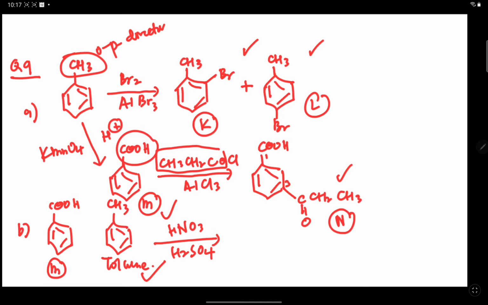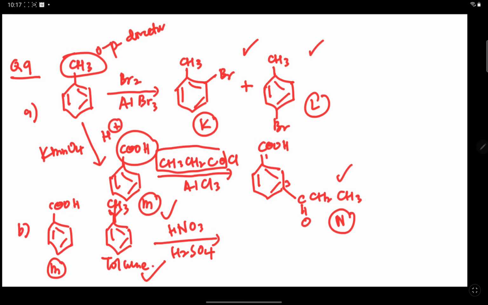So, activating group, dia akan donate electron to the benzene ring. Nak pandang macam ni kan, donate electron to the benzene ring. And dia akan stabilize carbocation intermediate yang dalam masa yang sama bila dah stable, dia akan increase the rate of reaction.